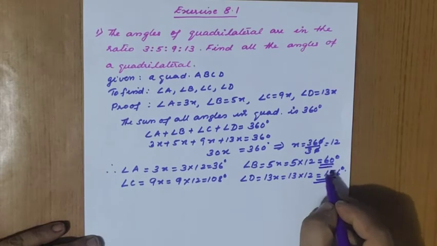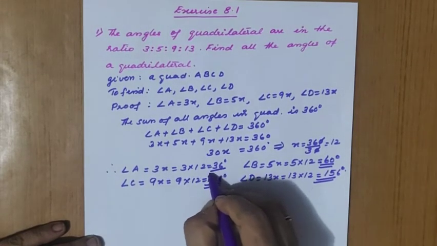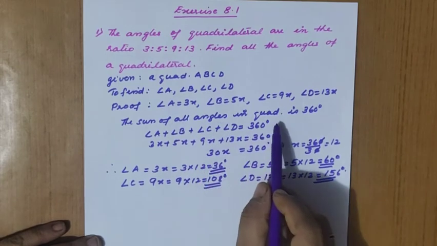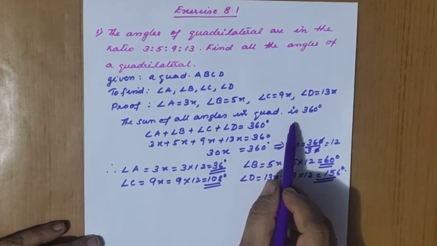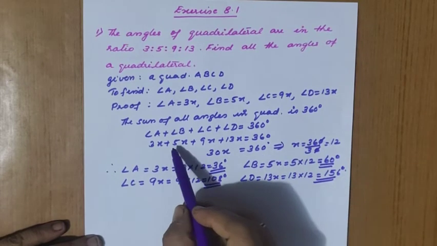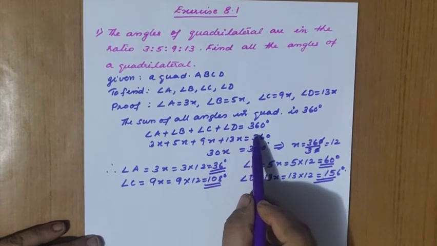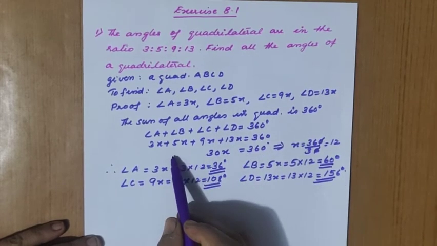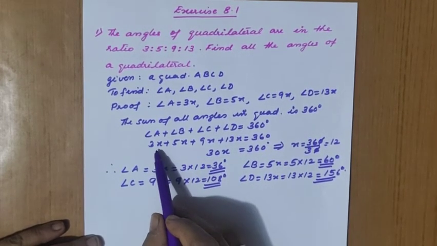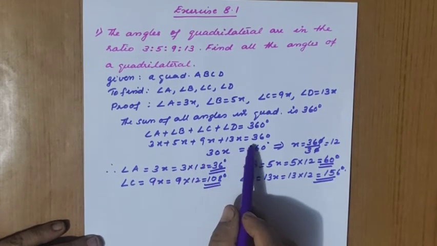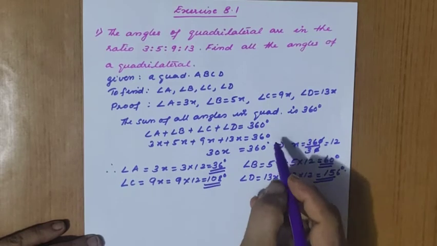So these are the values they have asked in the question. We have used which concept here? The sum of all the angles in a quadrilateral is 360 degrees, or what we can say, the angle sum property of the quadrilateral. So we can write that angle A plus angle B plus angle C plus angle D equal to 360 degrees. Since it is given in the ratio form, we have taken x as a common factor: 3x plus 5x plus 9x plus 13x equal to 360 degrees.